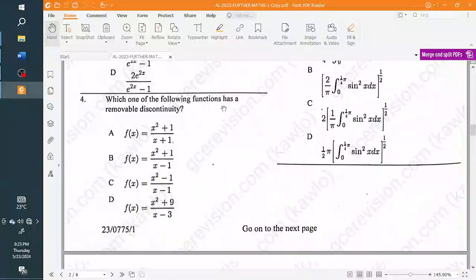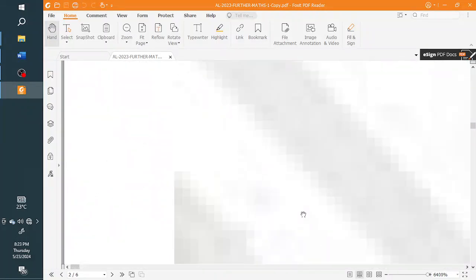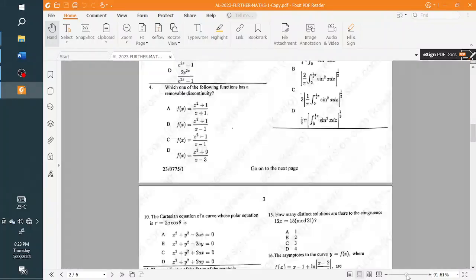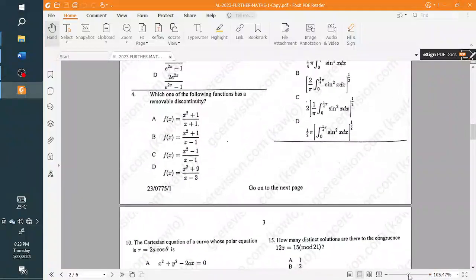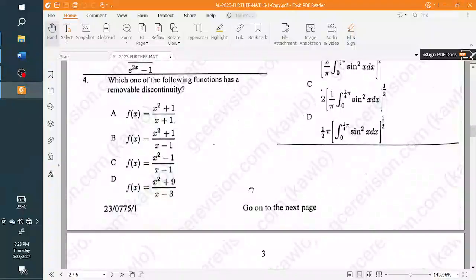Question 4. Which of the following functions has a removable discontinuity? Alright, so we have to analyze before going to the Word document. So what is a removable discontinuity? A removable discontinuity is, let me see how I can explain this so that you understand very briefly. In fact, let me first of all look for the answer. Is it A? No. Is it B? No. Yes, it is C.